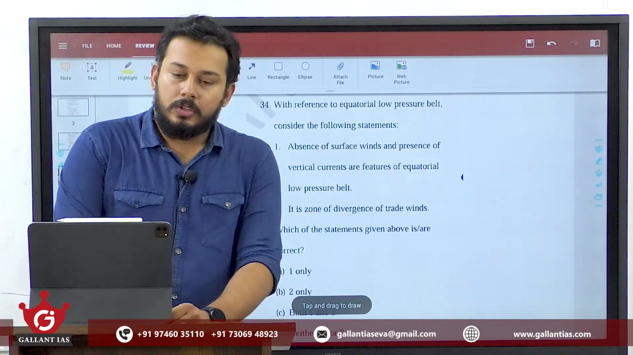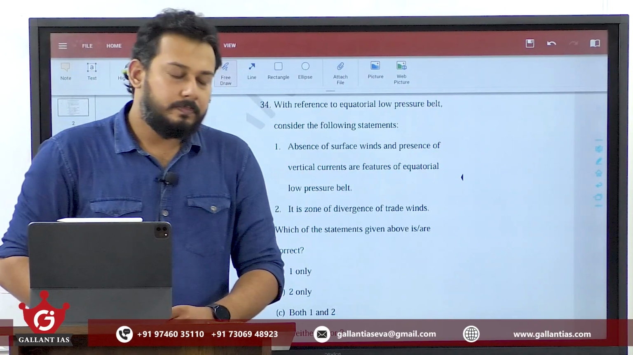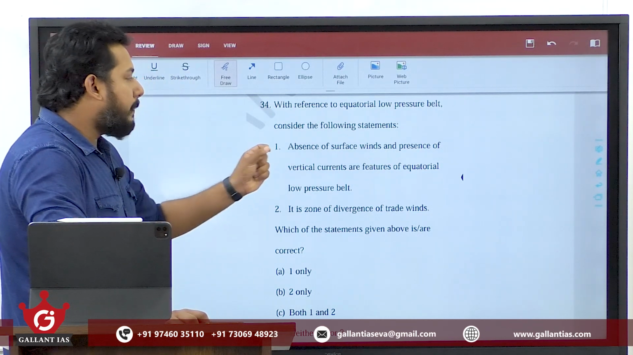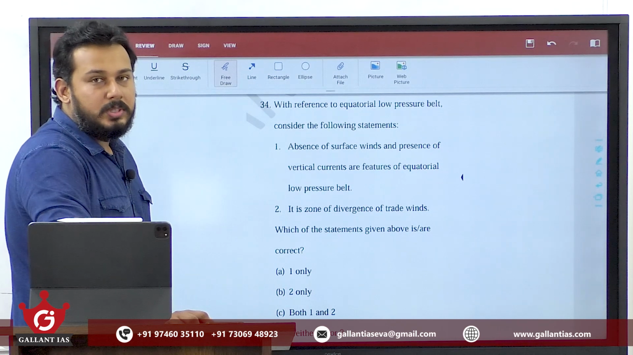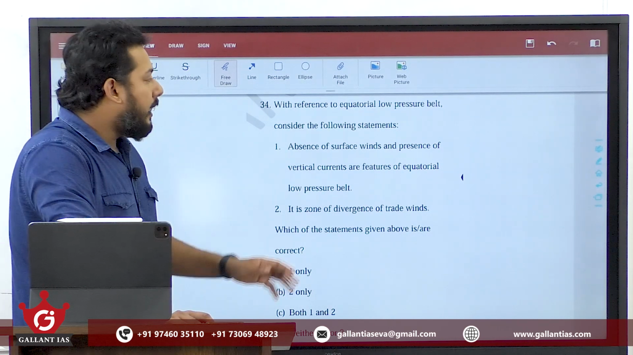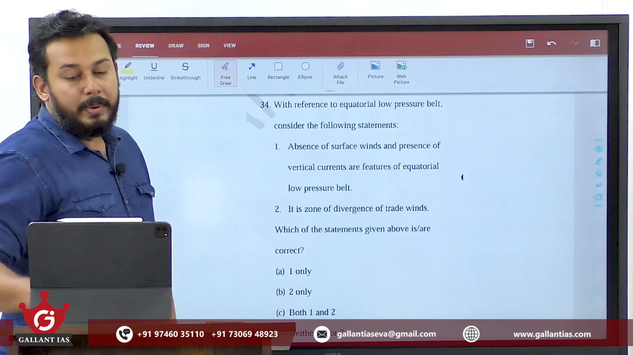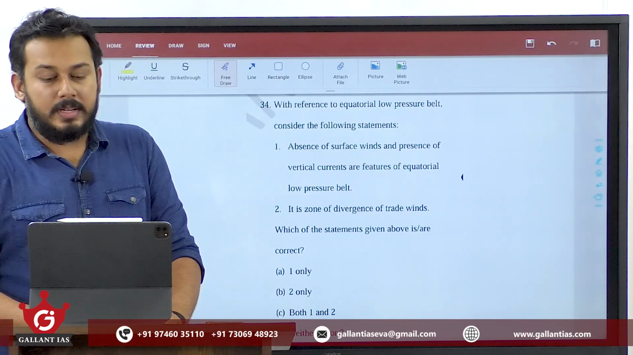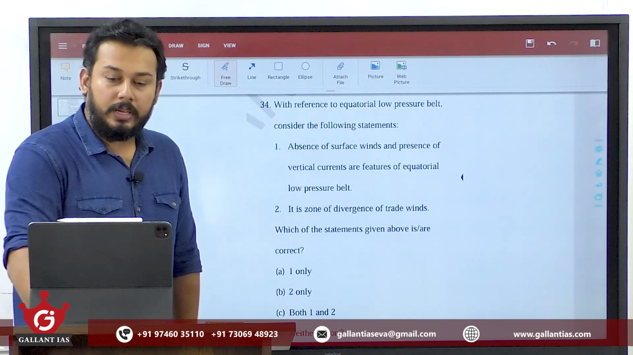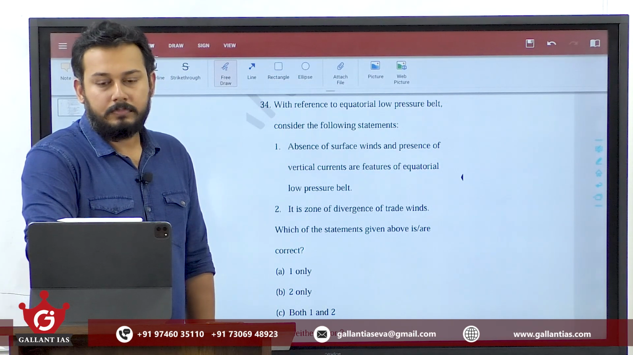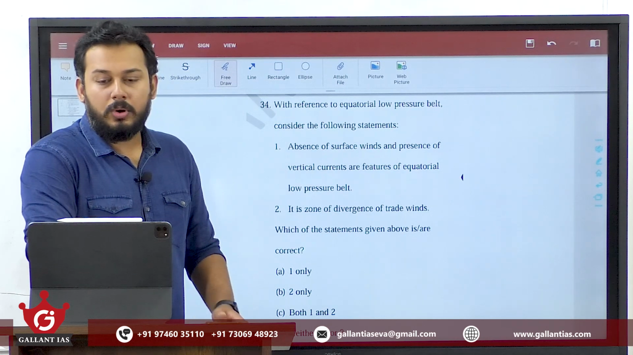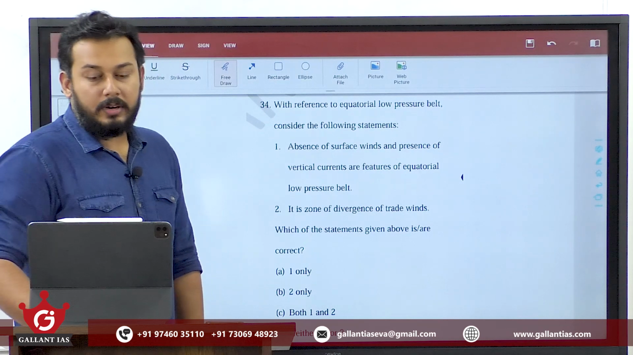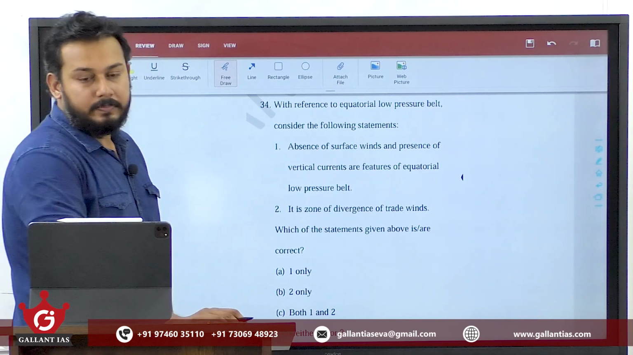Yes. So moving on to the third question. With reference to the equatorial low pressure belt, consider the following statements. This is a question regarding pressure belts, specifically the equatorial low pressure belt. Statement one: absence of surface winds and presence of vertical currents are features of the equatorial low pressure belt. Second statement says that it is a zone of divergence of trade winds. Which of the statements given above is or are correct?